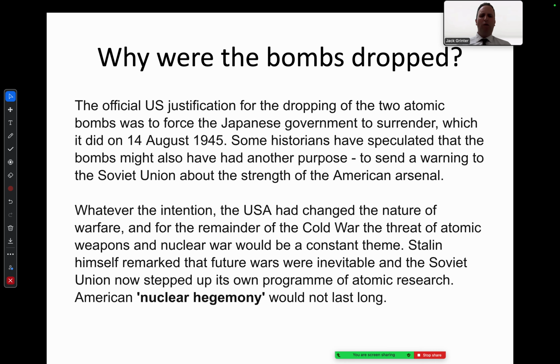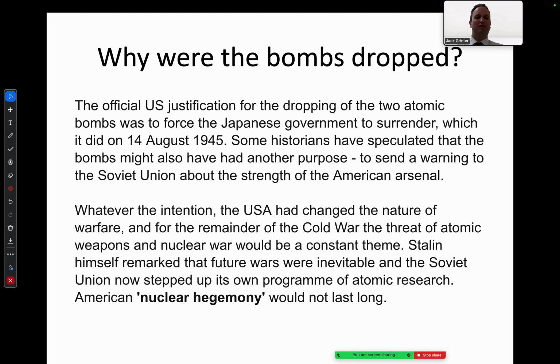Okay, why the bombs were dropped is interesting, because the USA wanted to force the Japanese government to surrender, but there are others that believe there were political purposes as well, because it sent a warning to the Soviet Union about how strong America was. Okay, and as I said before, this would change warfare forever. It would mean a constant theme of the Cold War is that arms race and them trying to develop nuclear weapons, and we'll see that throughout the rest of the Cold War.